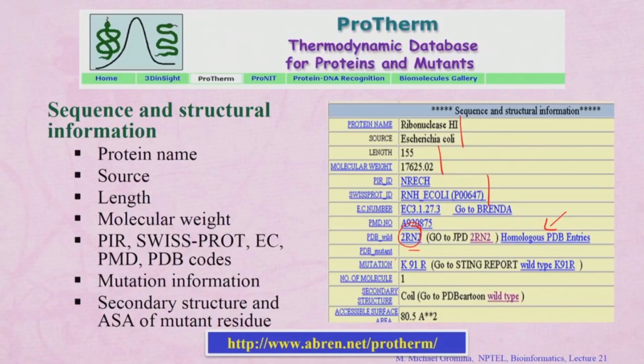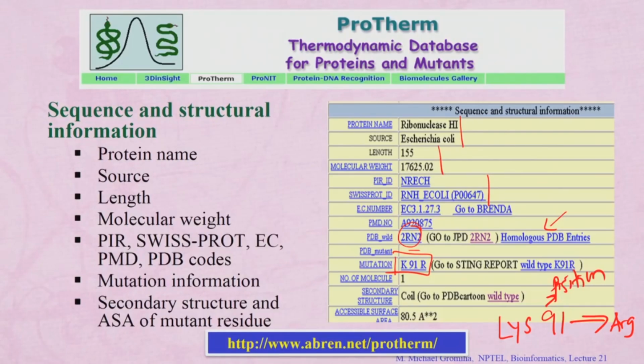Then we give the mutation information. For example, here K91R. What is the meaning of K91R? Lysine at position 91 is mutated to arginine. Here they did the analysis because lysine and arginine both are positively charged, and they wanted to see what will happen with the different side chain length. This way they changed the lysine to arginine.